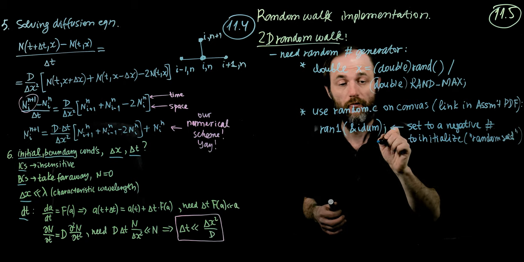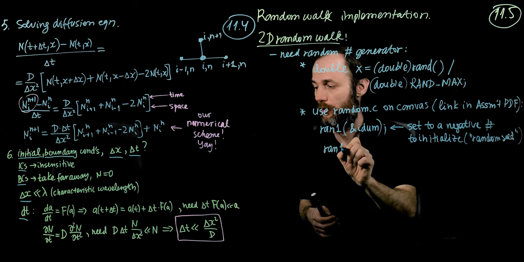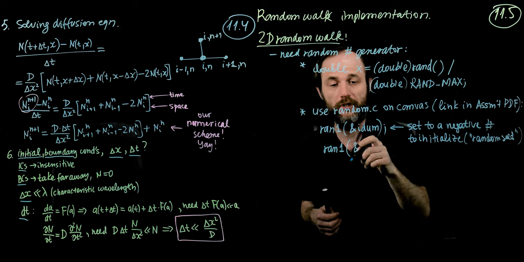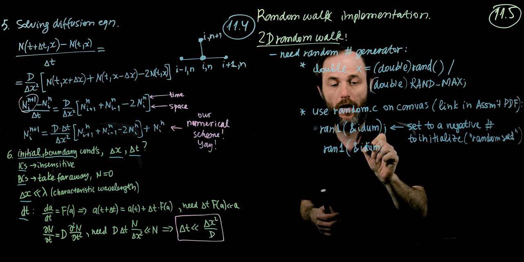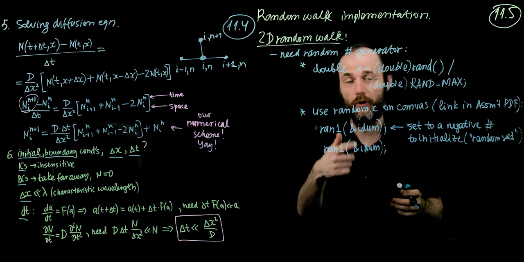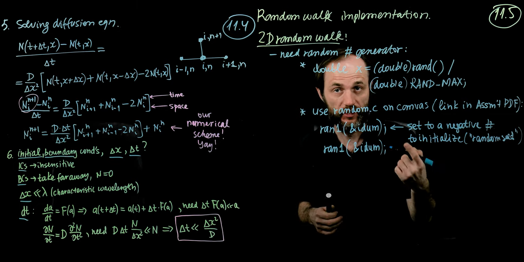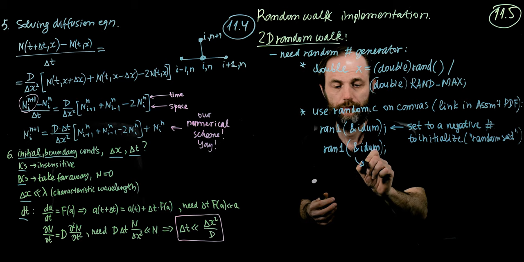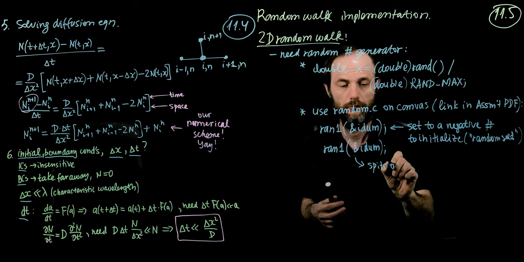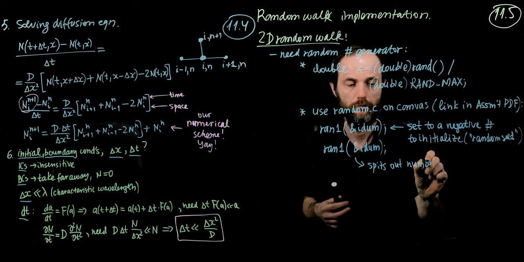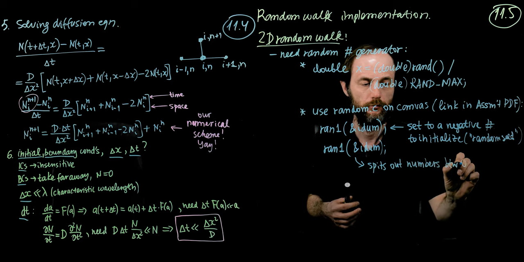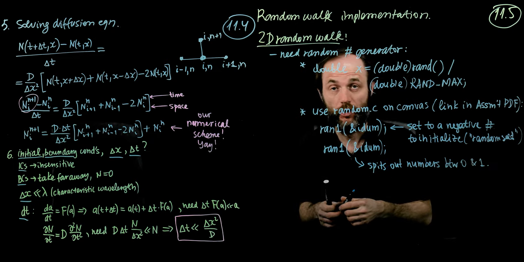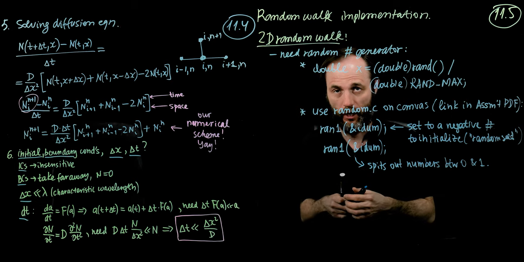And then for subsequent use, you keep feeding it that same idum without changing it. Through the pointer, it will keep track of where in the pseudo-random sequence you are, and will be spitting out numbers between 0 and 1. If you're using Python, just look up what the random number generator is, and you can generate an entire sequence of numbers.